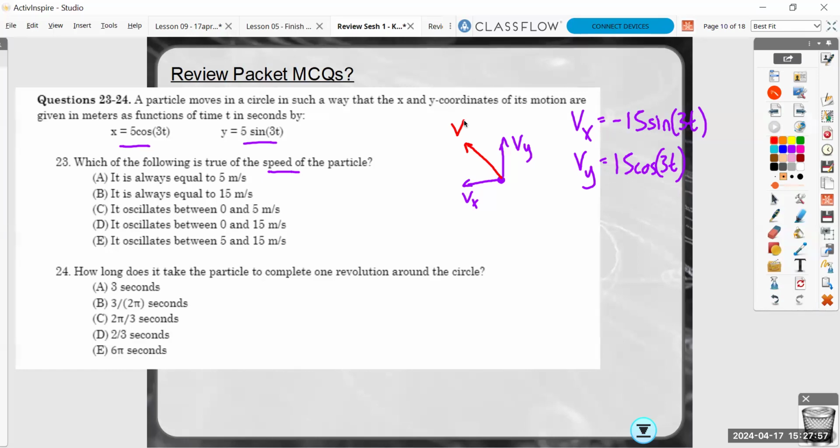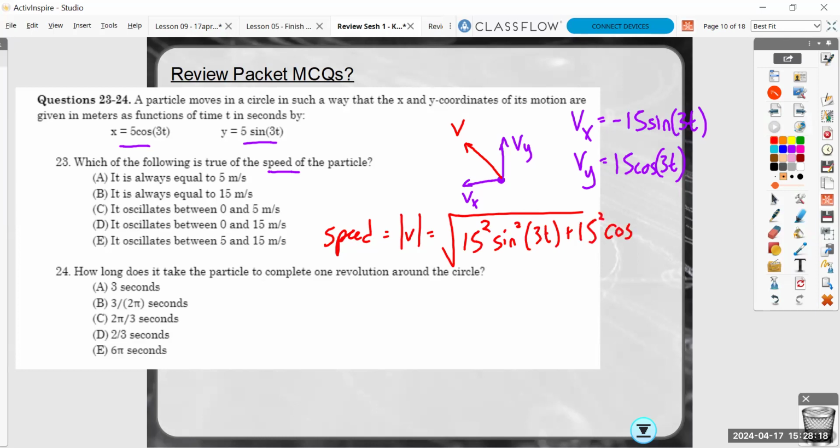So let's figure out speed, which is the magnitude of the velocity. I'm gonna take a square root. When I square these, I'm just gonna leave this as 15 squared sine squared 3t plus 15 squared cosine squared 3t. And here's where we get to have that fun magic of what's sine squared plus cosine squared? 1. Please be careful.